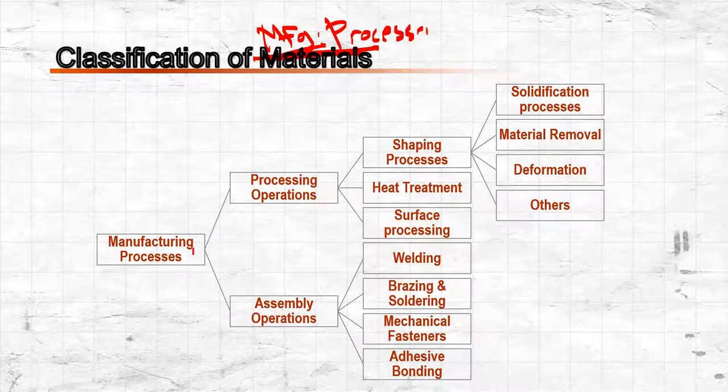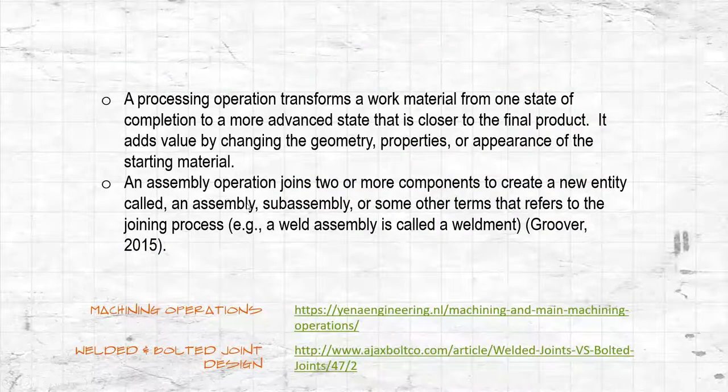Manufacturing processes can be considered as processing operations or assembly operations. Processing operations are operations that transform a work material from one state of completion to a more advanced state that is closer to the final product. It adds value by changing the geometry, properties, or appearance of the starting material. An example of that is the machining operations.